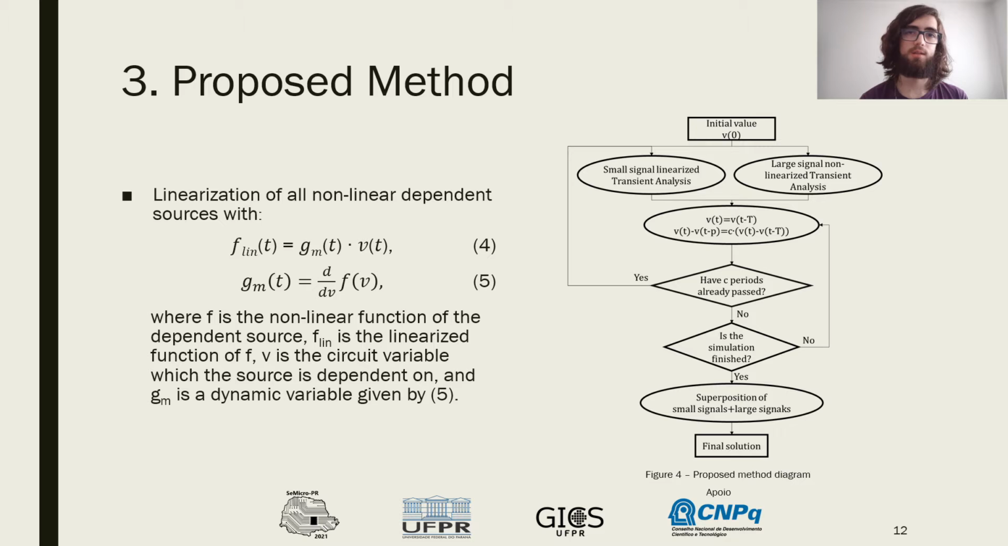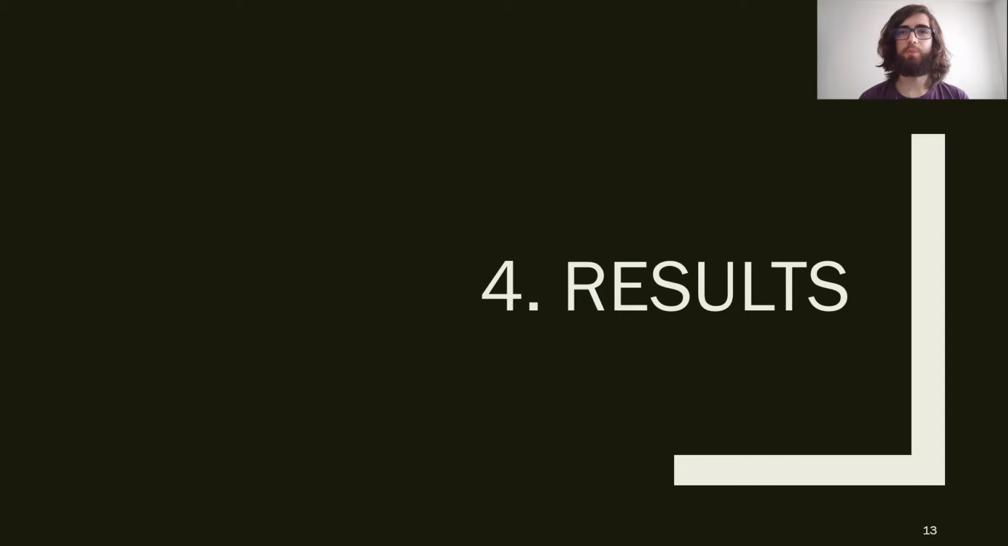So first, it takes the initial values, then runs both transient analysis, fills in the betweens, and repeats the process until the final instant of time is reached. Then it adds each component and gives out the result. Now let's see the results of the proposed method and compare it to a common envelope following analysis without linearization.